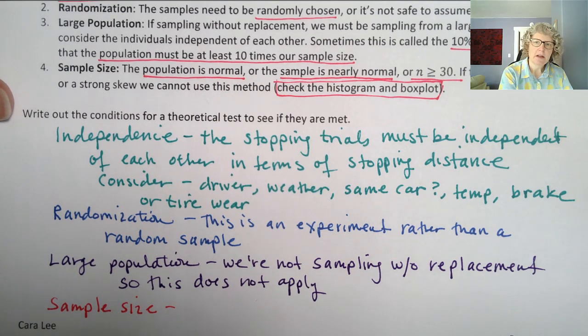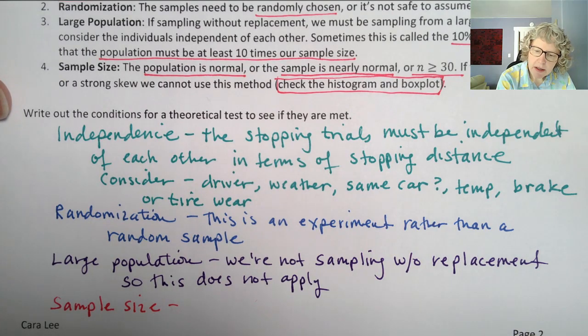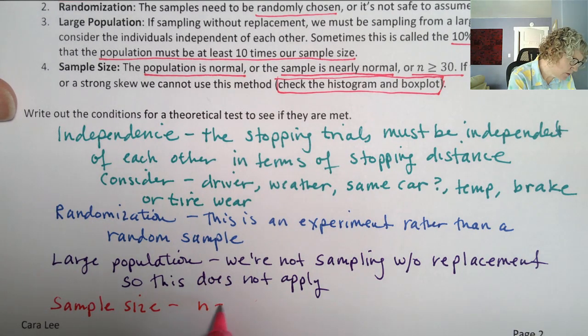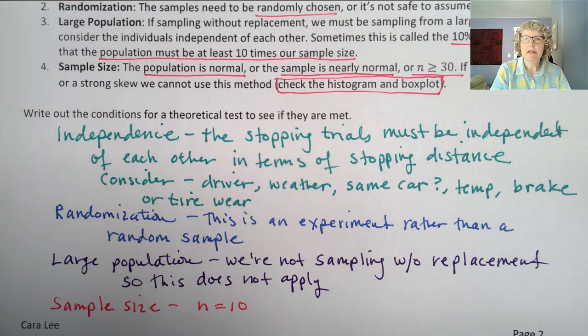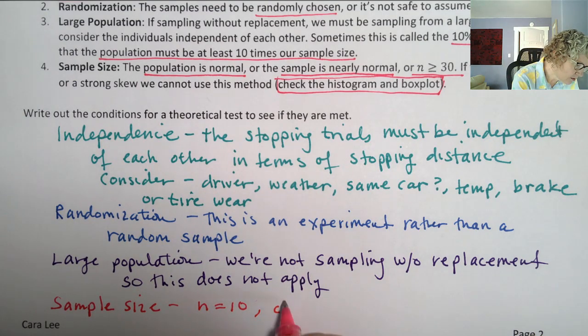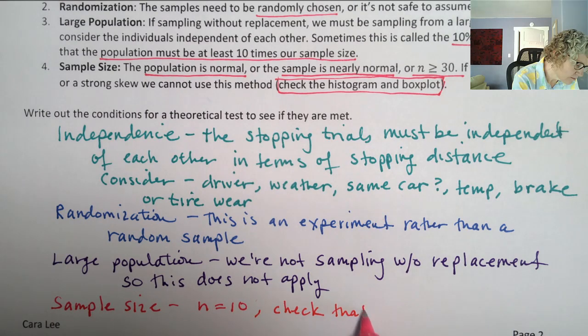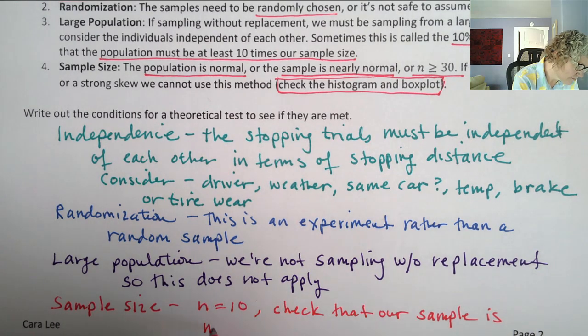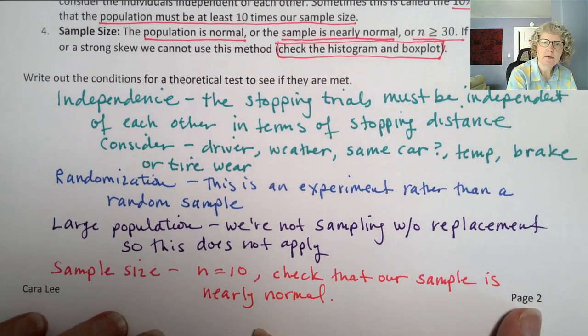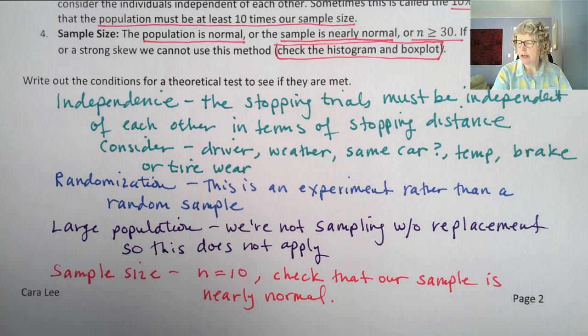Okay, let's check our N. So I believe our N is 10 stops. So N equals 10, so it's not 30. We could think about, do we know that our population would be normal? I don't really know what shape that would be. So let's check that our sample is nearly normal. Okay, great. So I will get the data and plug that in. We'll check nearly normal and continue our test in the next video. So see you there.